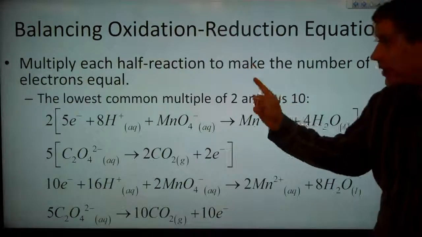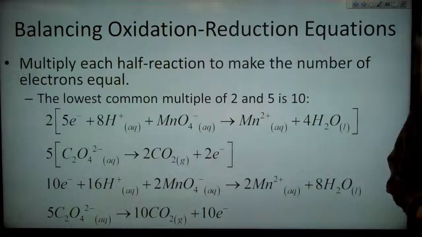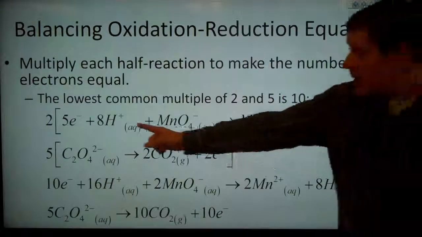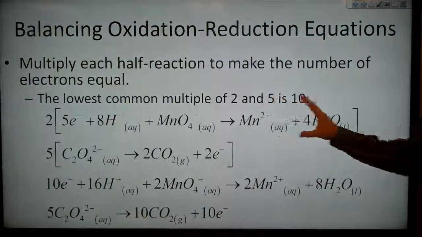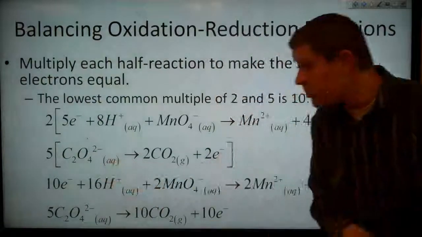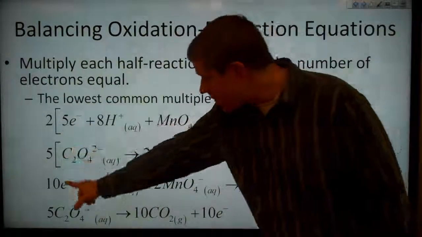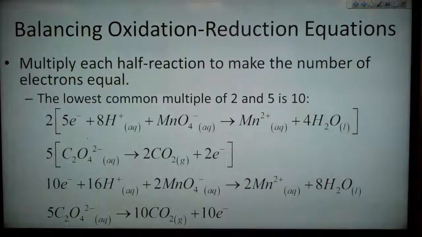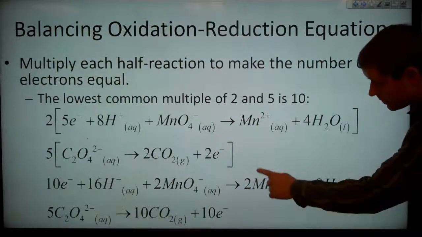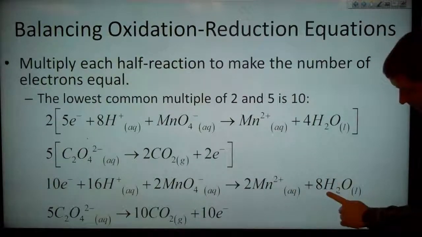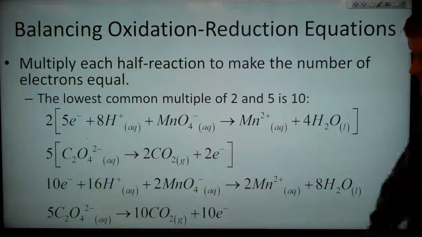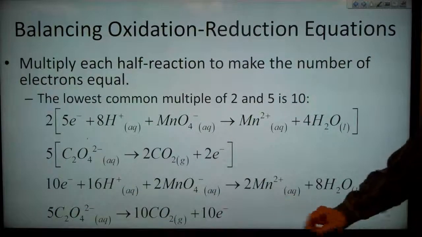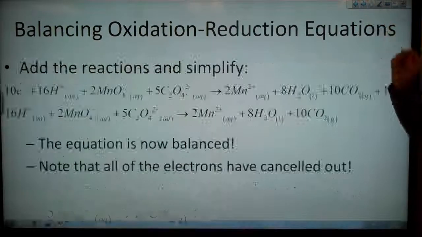Now we're going to multiply each half reaction to make the number of electrons equal. The lowest common multiple of 2 and 5 is 10. So we multiply the top equation by 2, the whole equation, and we multiply the whole bottom equation by 5. That means we now have 10 electrons plus 16 hydrogen ions plus 2 permanganate yields 2 manganese ions plus 8 water molecules. And then we've got 5 oxalate ions yields 10 carbon dioxides and 10 electrons.